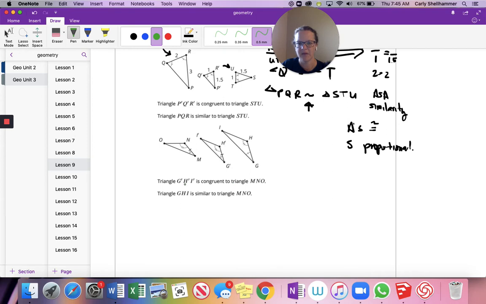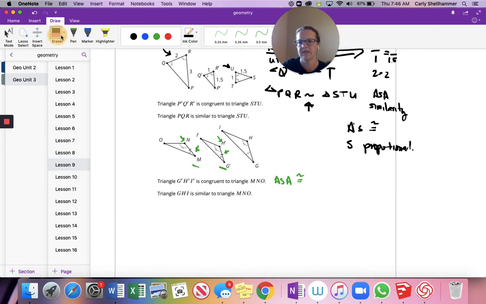We have G prime, H prime, I prime, GHI, and MNO. So we know that G prime is congruent to M, and then G prime H prime side is congruent to MN, and then angle H prime is congruent to N prime. So those are congruent because of angle side angle congruence. Now, GHI is similar to MNO.